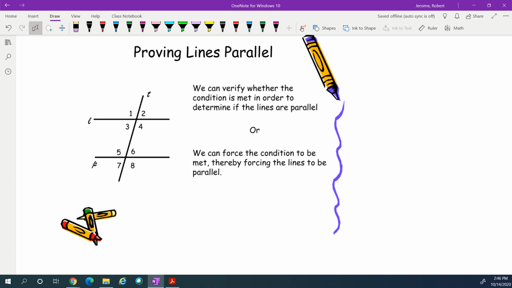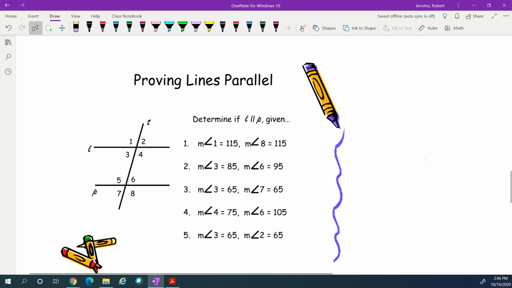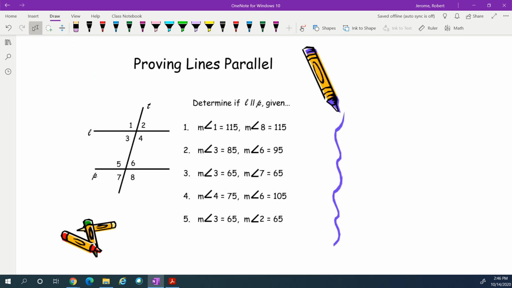The second set of examples that we'll look at is we're being asked to force the lines parallel. Very simple. All right, let's do this. So we want to determine if the lines are parallel. So there's 5 different questions. They're all separate from each other. But here's what we're going to do. Notice that in the picture, the lines are not marked as parallel. That's what we're trying to find out.